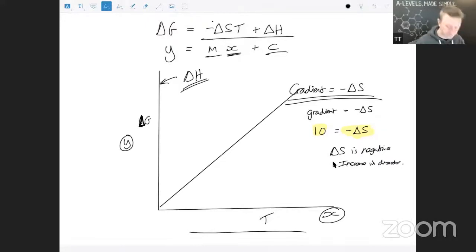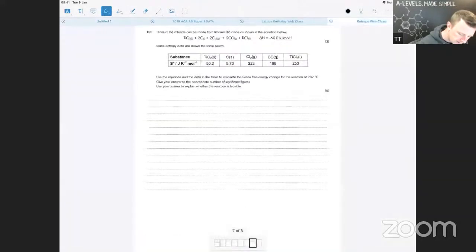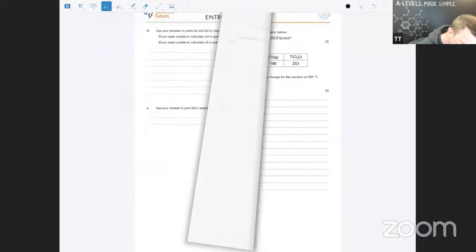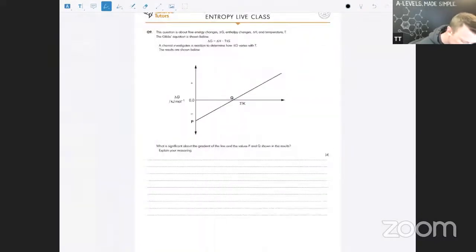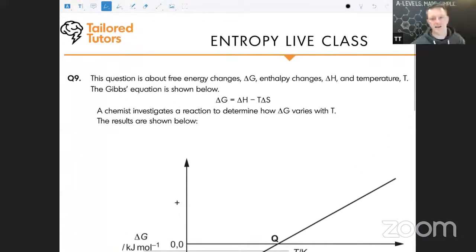All good? Excellent. I'm pleased you get it. So in terms of thermodynamics and entropy, this is as complex as they can get. Okay. Let's have a look at a question. Since we've been talking about the graph, let's do this. Okay. So this is a classic question.